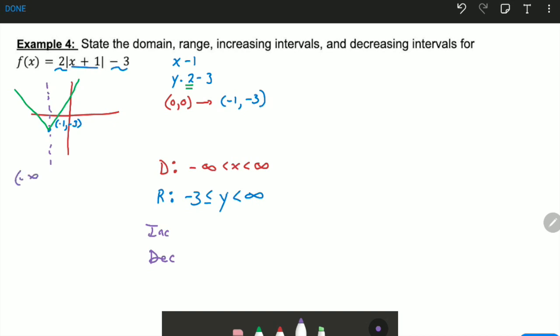So the two regions are negative infinity to negative 1. You can tell that because of the x value in the vertex. Remember, the intervals are using x values here. Then negative 1 to infinity.